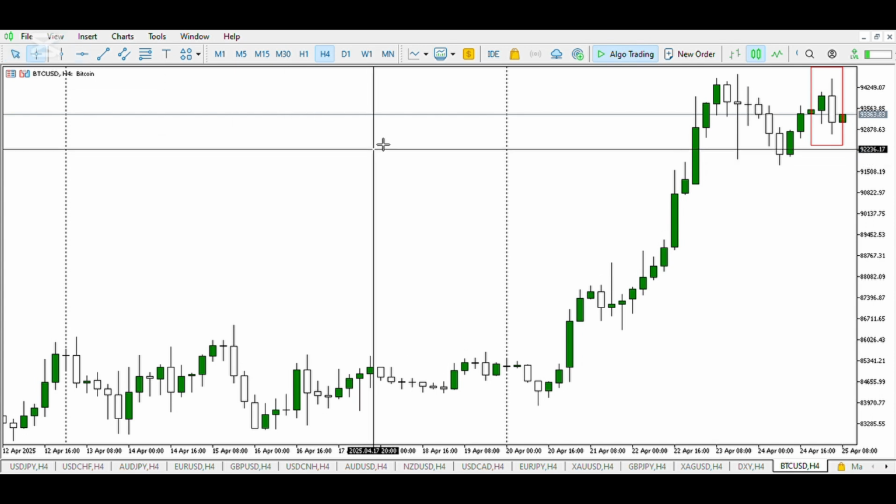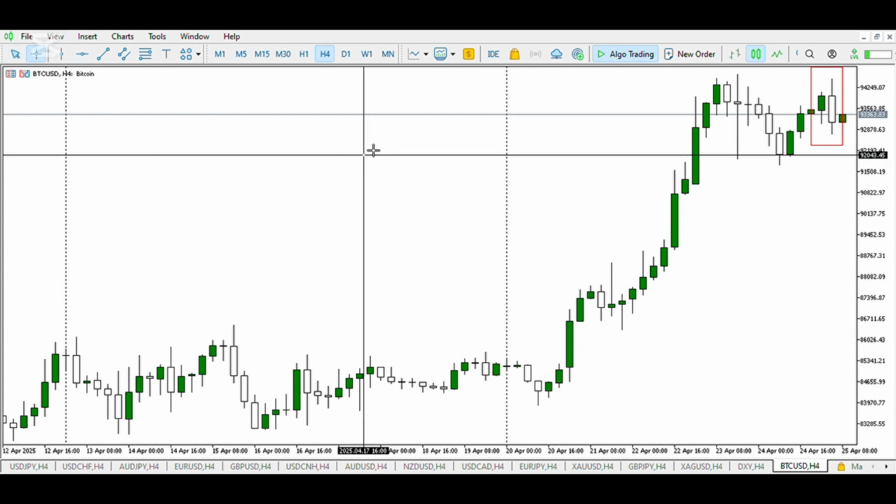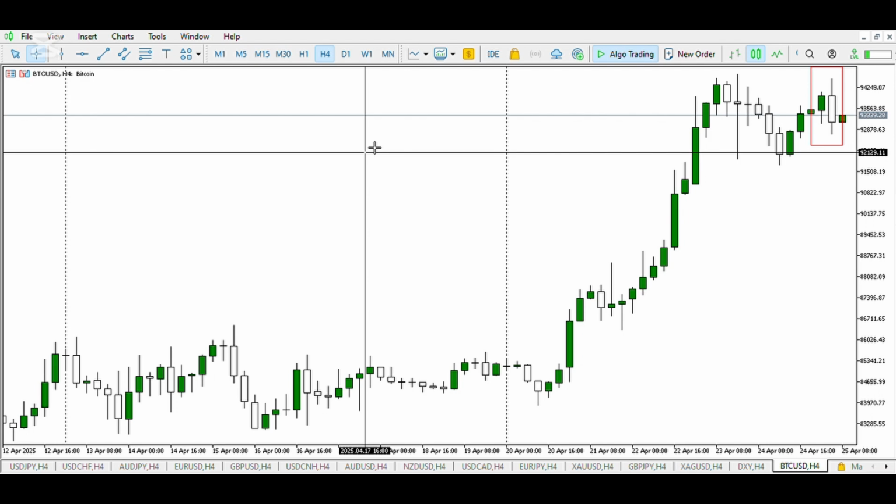So liquidity and trap zones. These zones are the swing highs and lows, daily highs and lows, weekly highs and lows, monthly highs and lows, quarterly highs and lows, as well as yearly highs and lows.